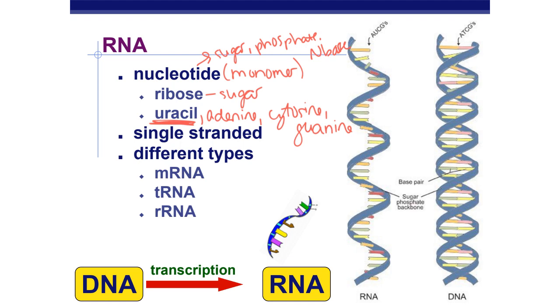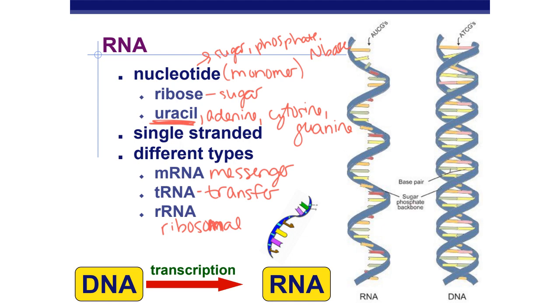RNA also has 3 different types, which DNA does not. DNA only has the one type, right? So it has messenger RNA, which we've been mentioning already, that it's important in transcription, getting the information out of the nucleus. It has tRNA, which is transfer RNA, which will be important when we talk about translation. And then it has rRNA, which is ribosomal RNA.